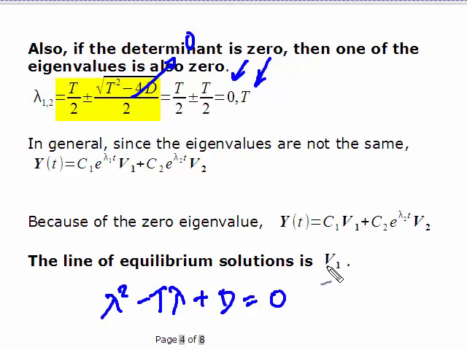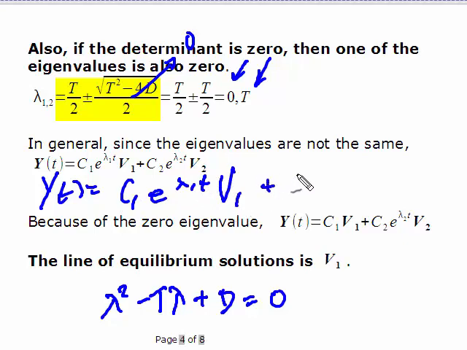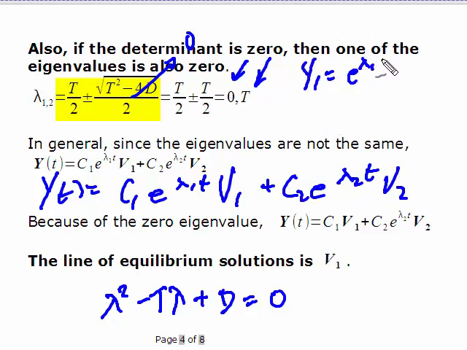Well, these two eigenvalues are distinct, so the solution will look just like it did for the saddle, source, and sink pattern when there were two distinct eigenvalues. And here's what the solution looks like. We've got y of t is going to be c1 e to the lambda 1 t times v1 plus c2 e to the lambda 2 t times v2. That's because there were two linearly independent solutions. y1 is e to the lambda 1 t v1, and y2 is e to the lambda 2 t v2.